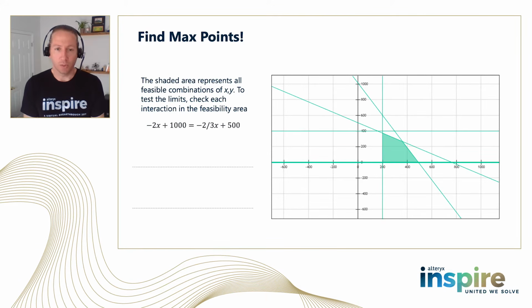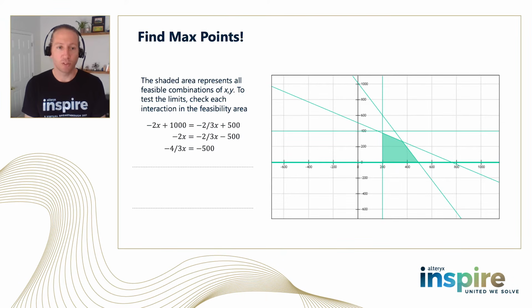So what we can do now in order to solve this is take those constraints, negative 2x plus 1,000 and negative 2/3 x plus 500. Remember how we took polyester and cotton and flipped the equation so that y was isolated? Well, now we can set those equal to one another. That's the equation we see on the screen currently. Let's solve for x. First we subtract 1,000 from each side. Then on the right-hand side we now have negative 500. So our equation is negative 2x equals negative 2/3 x plus 500.